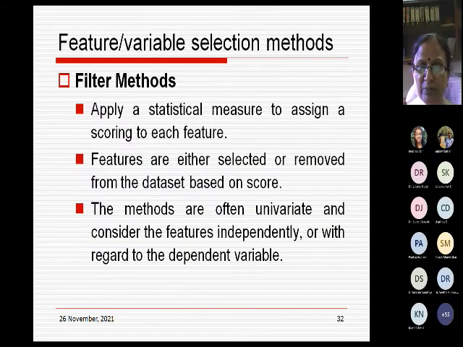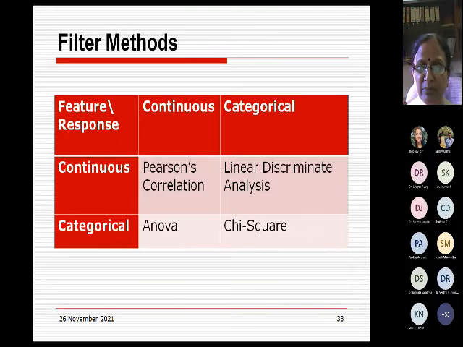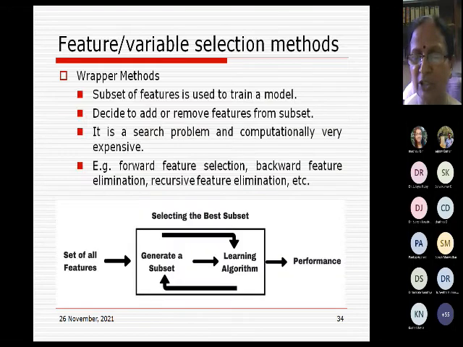The algorithms being used include the filter methods, for example the Pearson correlation method, where you try to find the correlation, or maybe LDA, the linear discriminant method, ANOVA, or chi-square. I'm not going into the detail of these algorithms. You may be studying them in your statistics course or somewhere else. But these are the methods which you can use as part of the filter method.